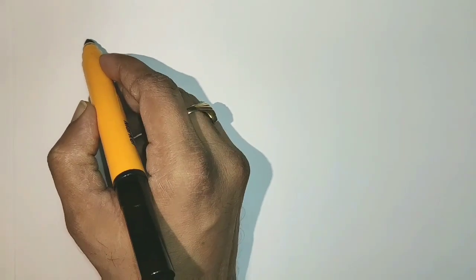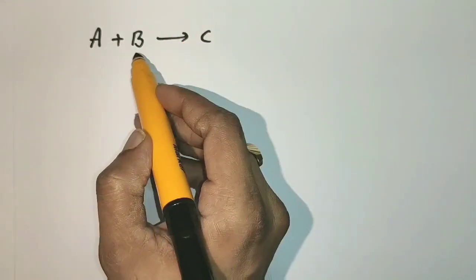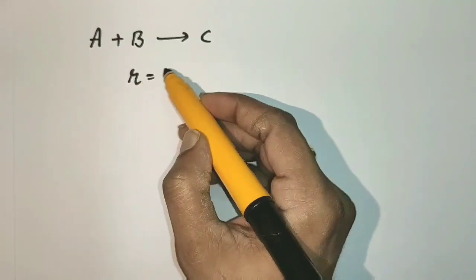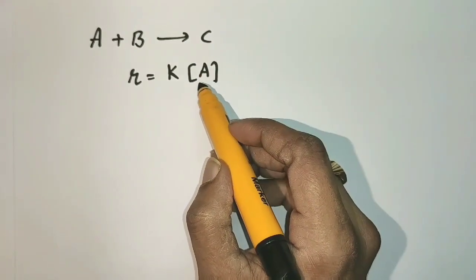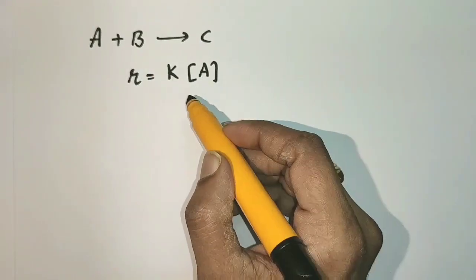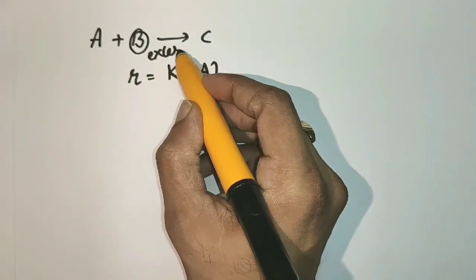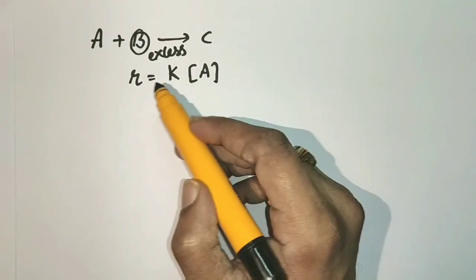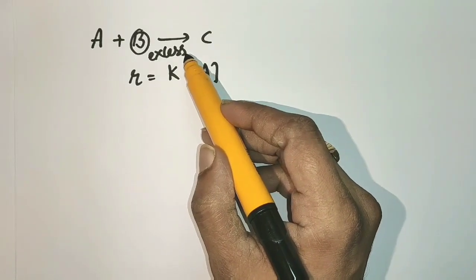In an elementary reaction, A plus B gives C. You can see two reactants here, but the rate equation of this reaction is R equal to K into concentration of A. In this rate equation, concentration of only one reactant A is involved, not B. This can happen if reactant B is taken in excess amount. It means in a chemical reaction, the rate of reaction is independent of a reactant which is taken in excess amount.